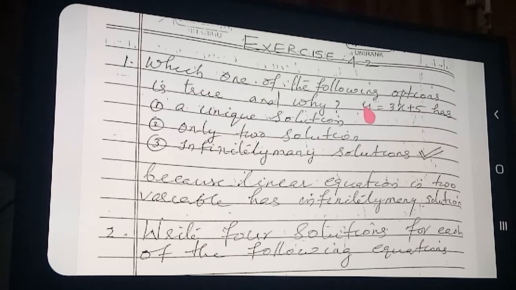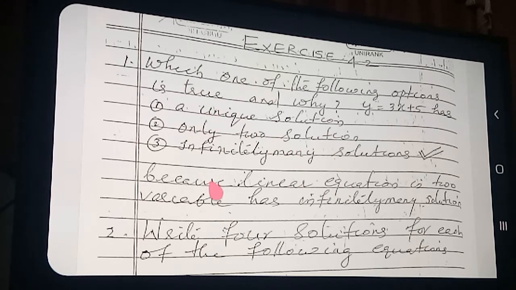First of all, see here what type of equation it is. Here one variable is there, here one variable is there. So it is not arranged in the standard form, but it is a linear equation in two variables. See, the degree of x is 1, the degree of y is 1. So for a linear equation in two variables, how many solutions are there? Yes, say the answer. Infinitely many solutions.